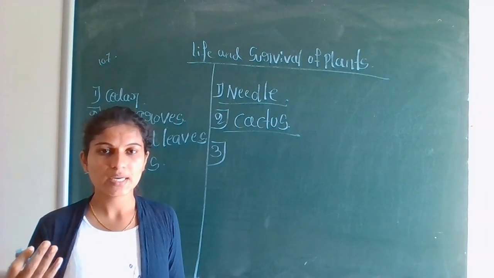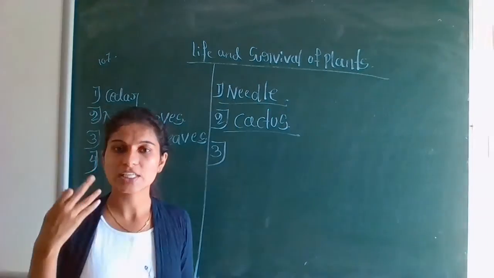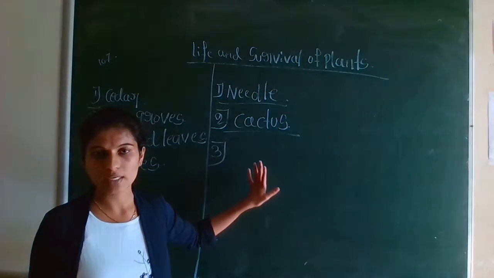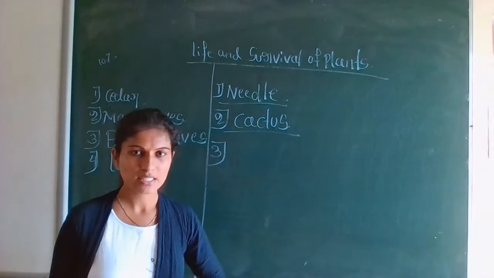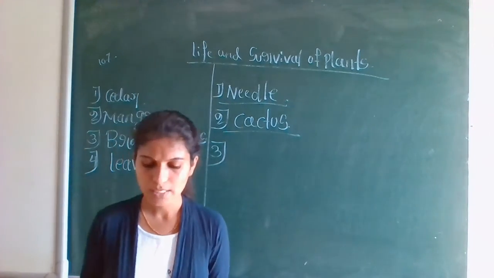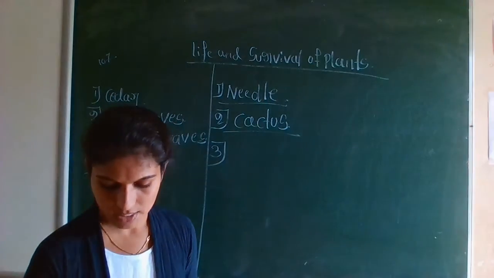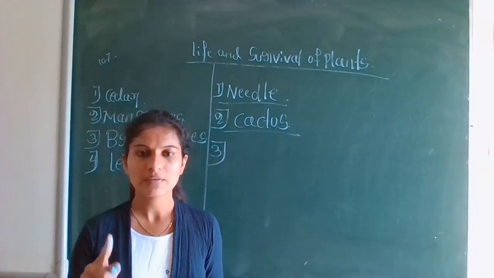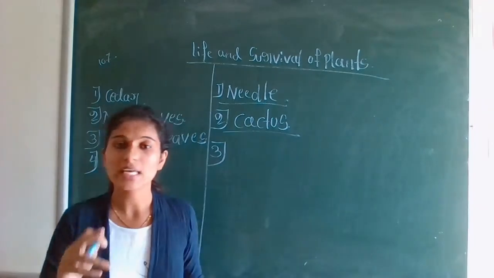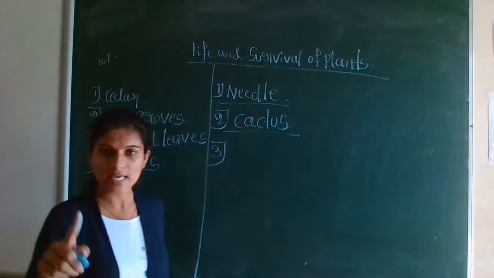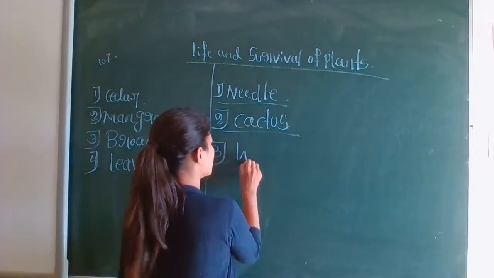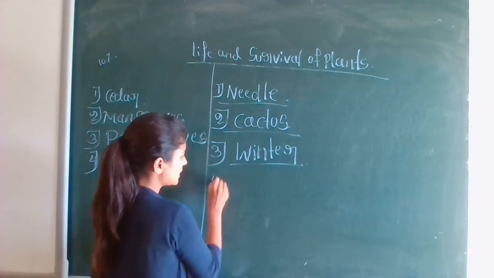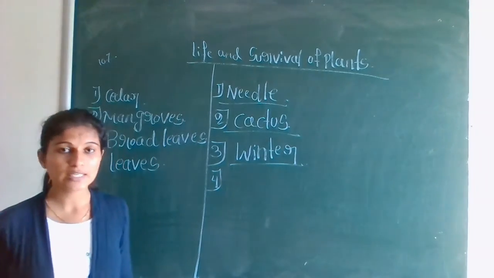What is the climatic condition of the desert? It is extremely hot and dry. So in those dry and hot areas you can see such kind of plants like cactus. Next, trees in the plains shed their leaves in dash. They shed their leaves in the winter season. So plains trees shed their leaves in the winter season.